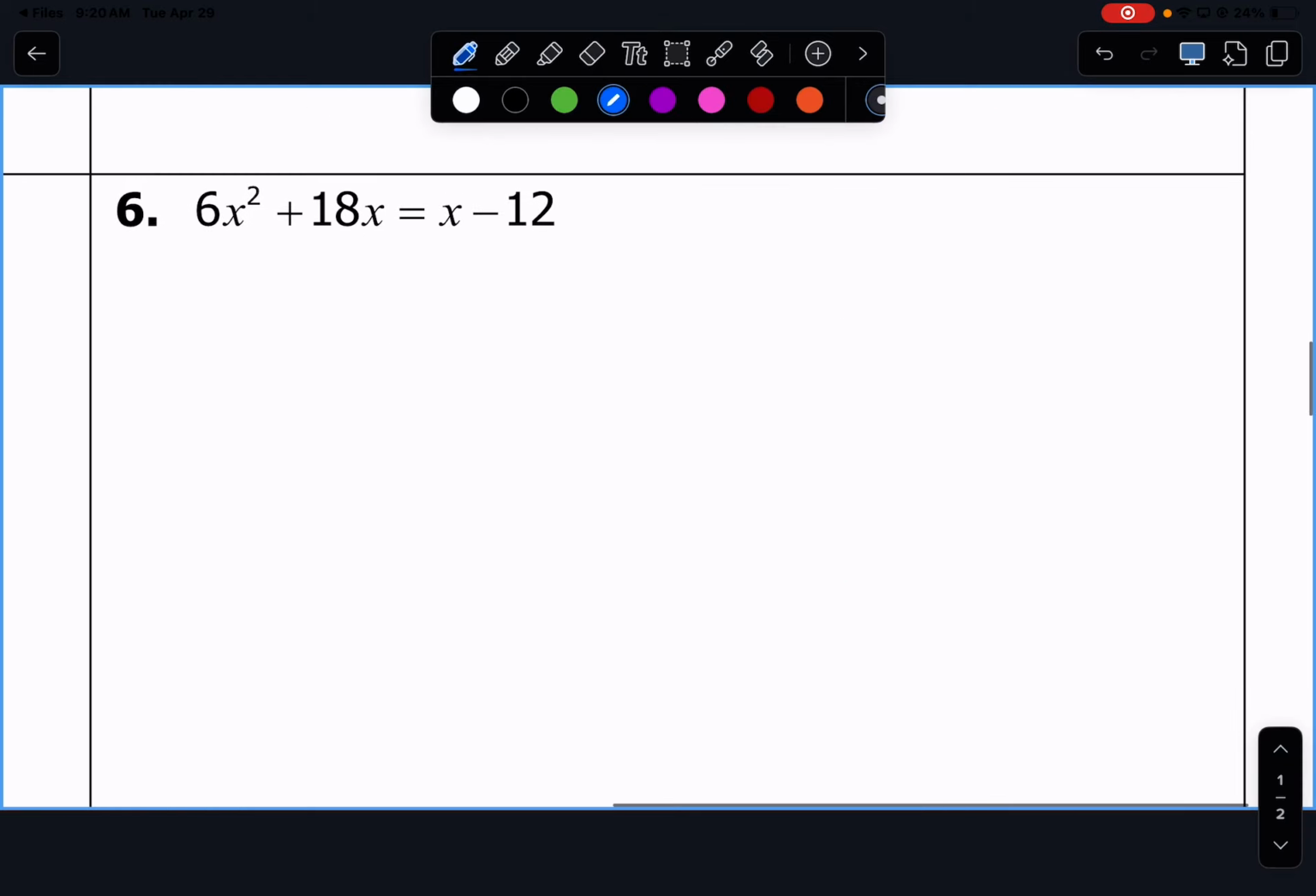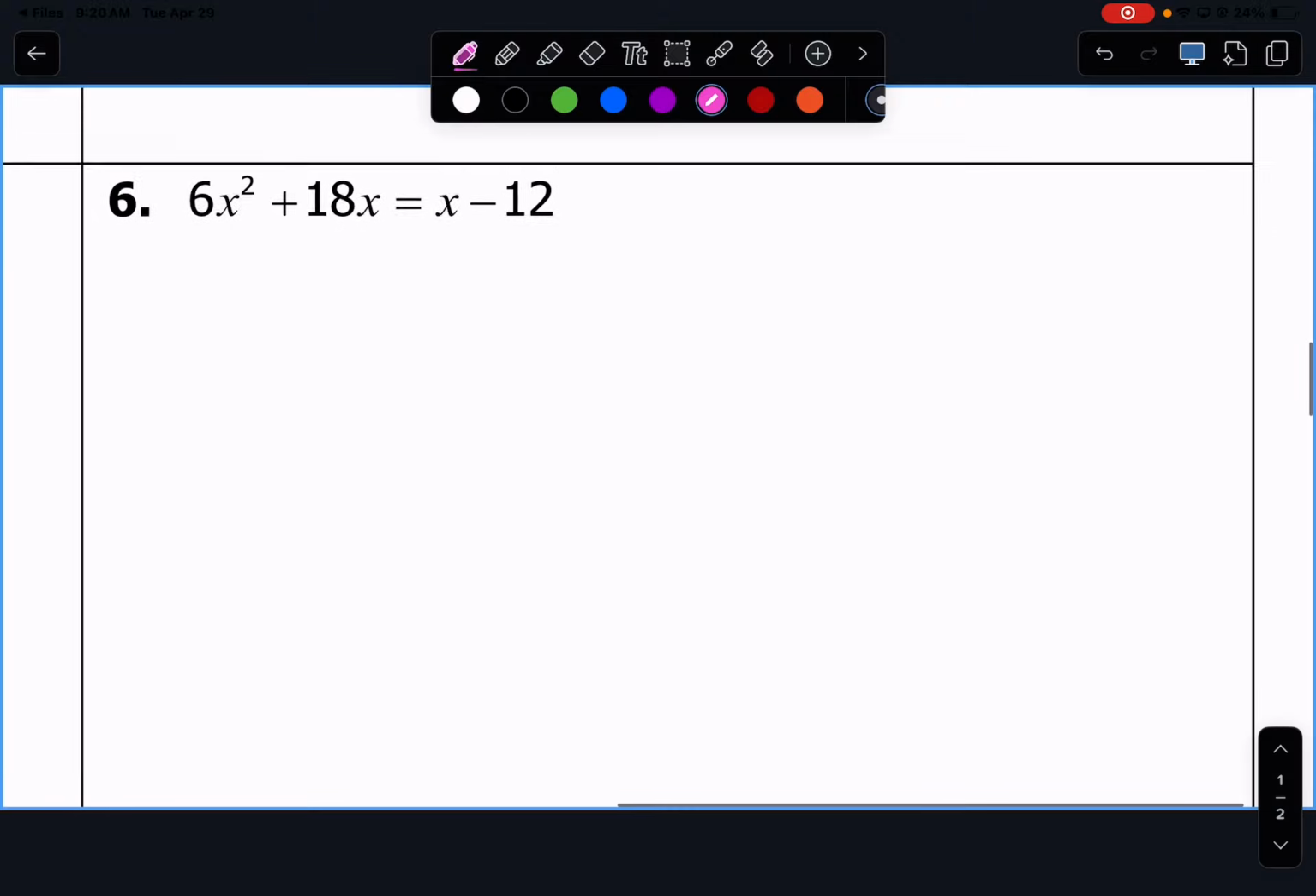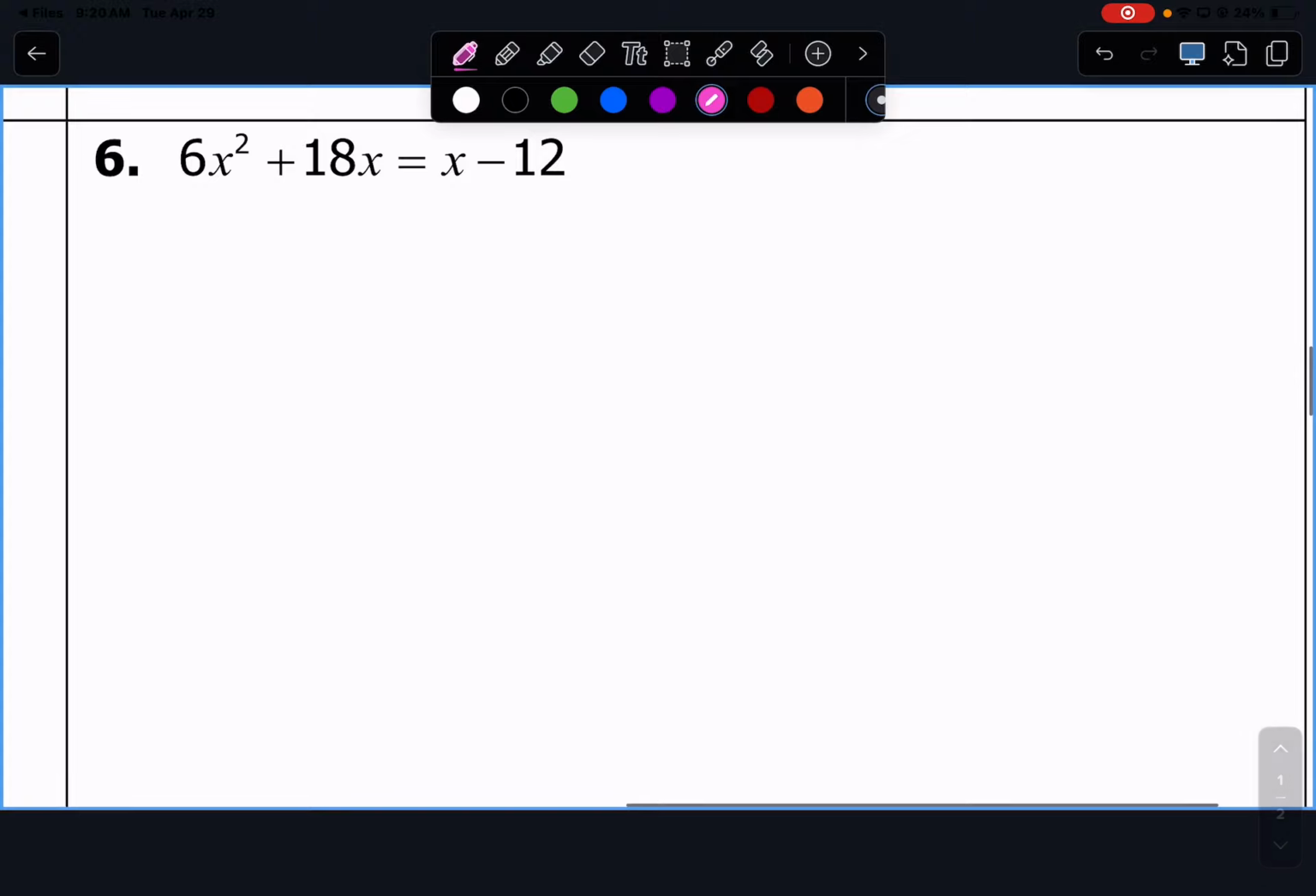Is that in standard form? What do I need to move? Subtract. We have too much talking happening. Please, let's quieten down. Okay, then we also have to add 12. Okay. So we get 6x squared minus 17x plus 12 equals 0.